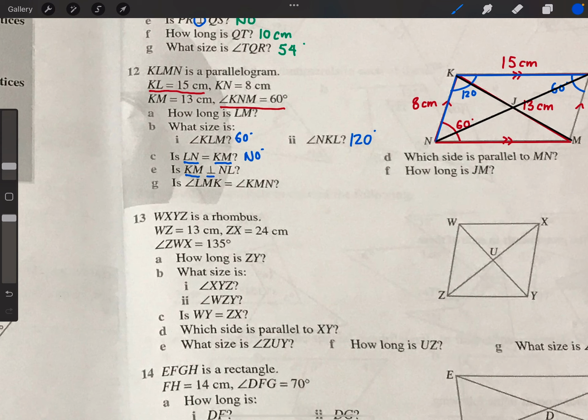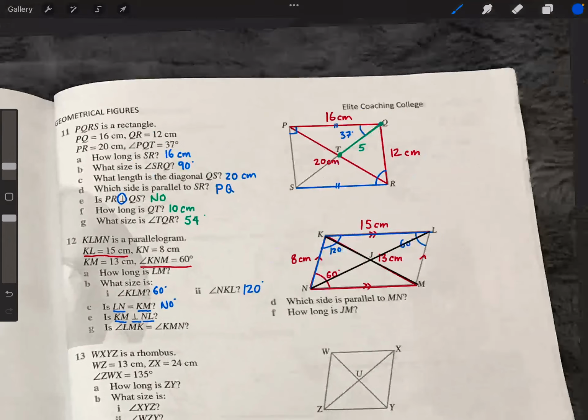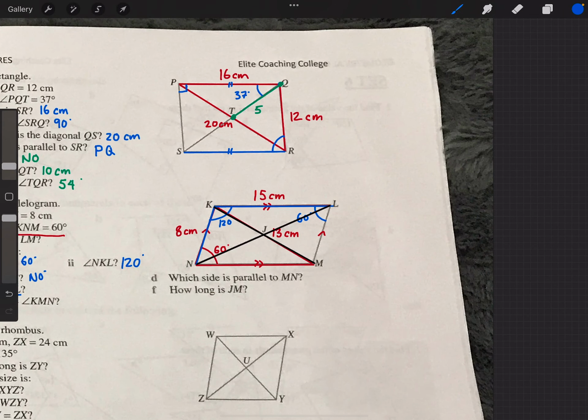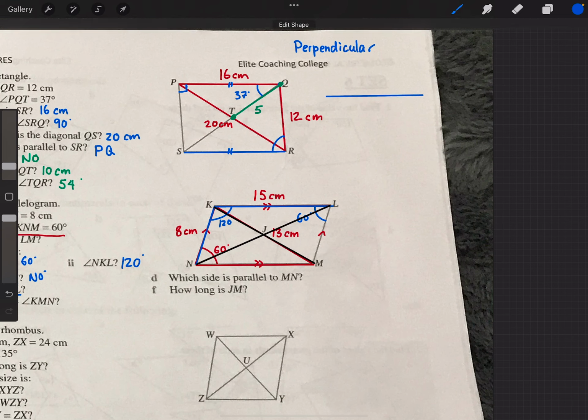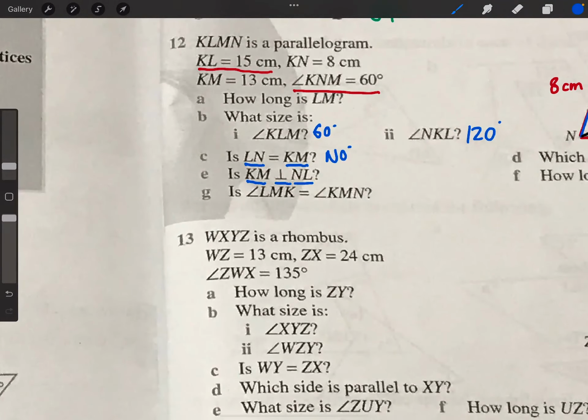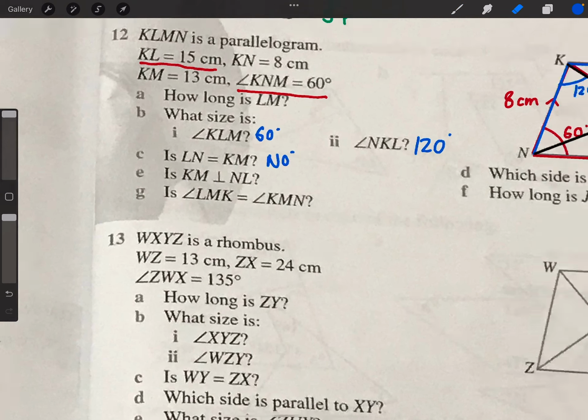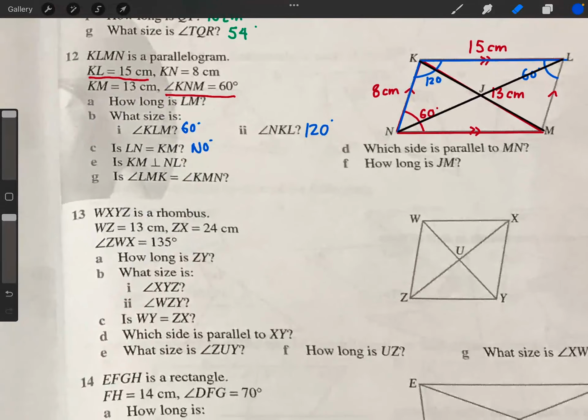Is KM perpendicular to NL? By the way, the word perpendicular just means that, so I'm just going to write over here. When two lines are perpendicular, it means that these two lines will meet at 90 degrees. So these two lines meet at 90 degrees, therefore they're perpendicular. And the sign for perpendicular is that thing there, which is written right here. So it's asking you, is KM perpendicular to NL?